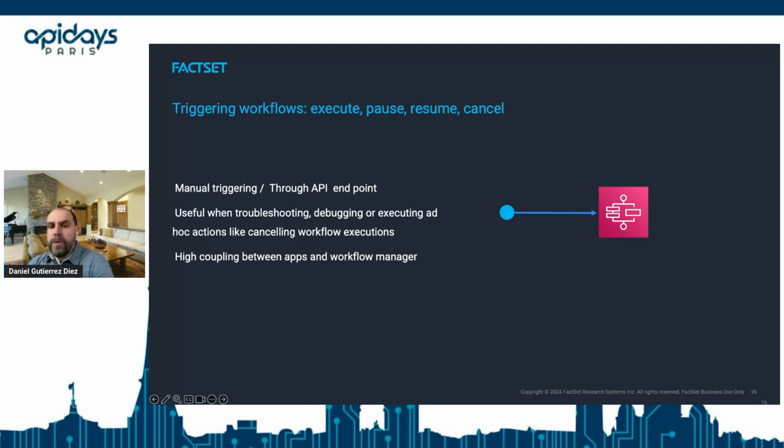This is useful when troubleshooting, debugging, or executing ad hoc actions like canceling a workflow execution, or when using directly the Workflow Manager UI. It is probably not that useful for real-life integration, since applications would need to know the internal configuration of the workflows, like their IDs or similar. And this means high coupling between applications and the Workflow Manager, which is probably not the best approach when designing this type of integration.